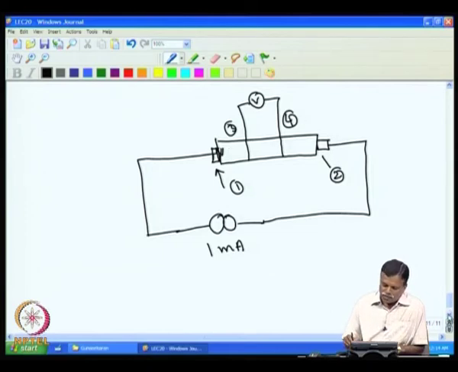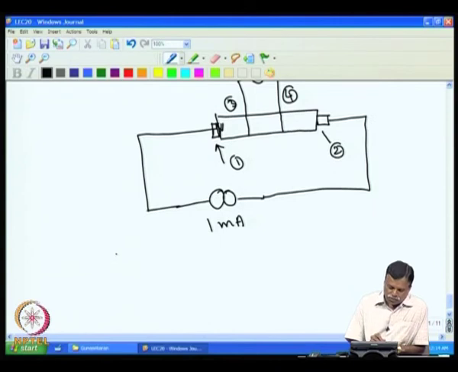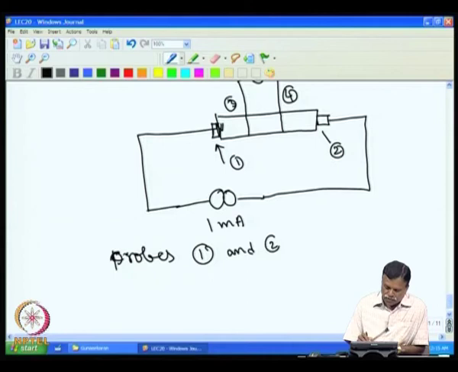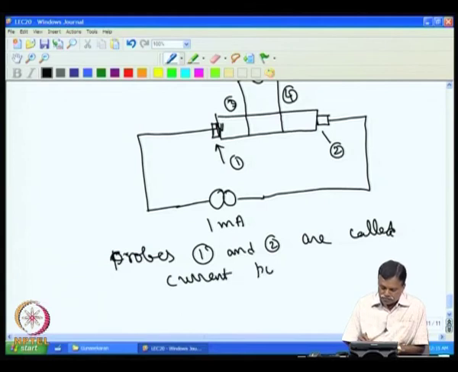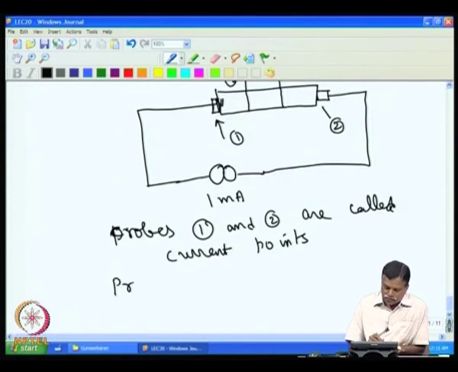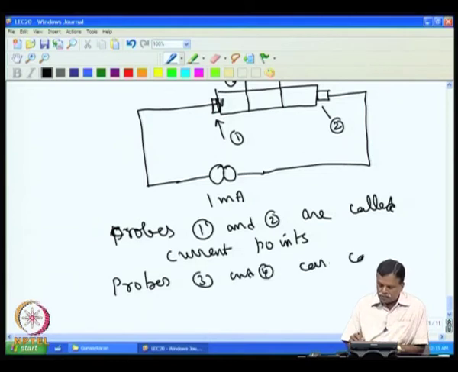So, of the 4 probes, probes 1 and 2 are called current probes, current points. Probes 3 and 4 are called voltage points.